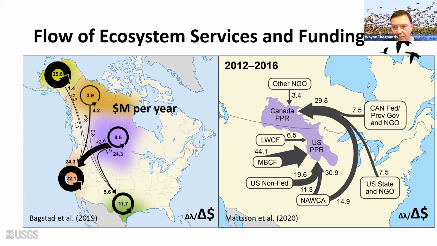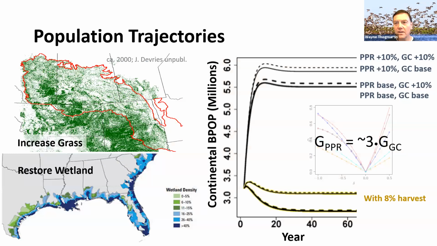And this is my last slide, but what I'd like to end on is that, like I said, we want to focus on areas where we think we can get the best bang for our buck. And so we've thought a lot about population trajectories and how to evaluate or simulate improvements in one node versus another. So we might increase the amount of grass or grass connectivity in the prairie potholes, or we might want to restore wetlands down in the Gulf Coast. And so, how do we evaluate that?